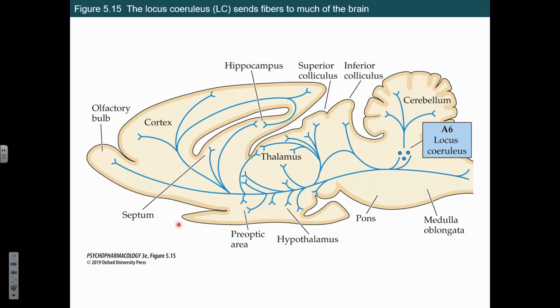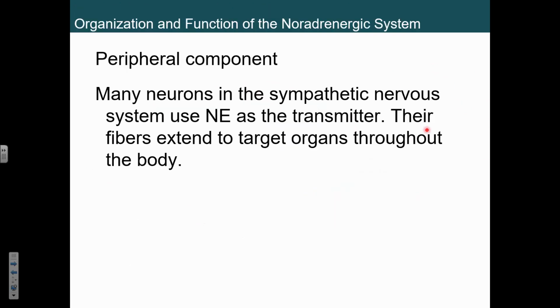Your noradrenergic system is pretty widespread. Starts out here in the locus ceruleus, which means the blue region. That's interesting. That's why they put it in blue. I don't know if that's why they put it in blue, but they should have. So we'll give them some credit for that. Again, this is going to work on your sympathetic nervous system. That's why we also call it adrenaline or noradrenaline, right?